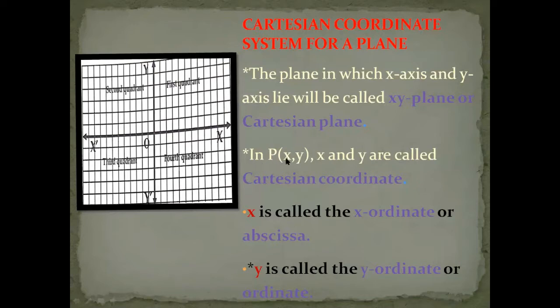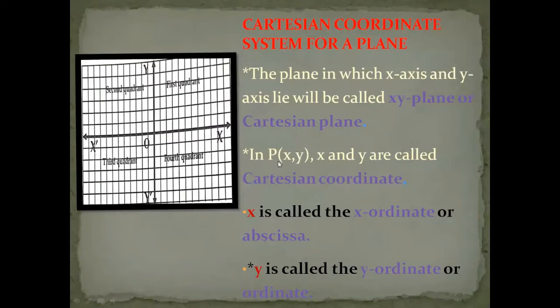It is used to plot an ordered pair. Suppose this is P(x, y), an ordered pair. Here x and y are called Cartesian coordinates. Here x, the first component, is called the x ordinate or abscissa, and the second component y is called the y ordinate or ordinate.